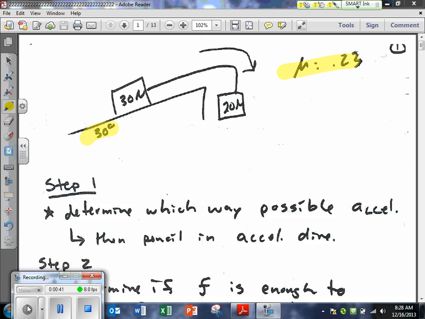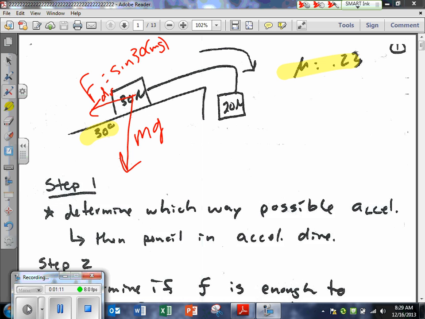Okay, so now if you think of what we've been talking about lately, we know that there's a force of gravity always, right? And then we have the force down the ramp, which is going to be the sine theta of the mg, right? So sine, in this case, 30 mg. And then we have this force here of 20 newtons. And then we have friction.